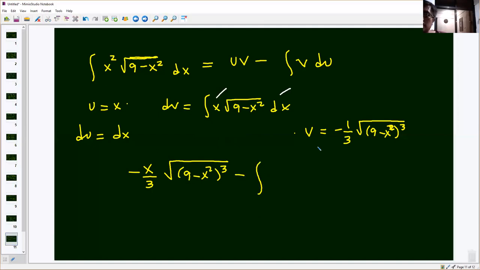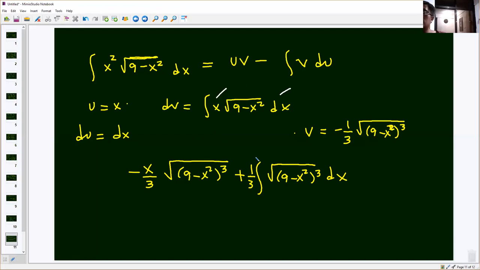Gawin ko na itong plus. 1/3 outside. V du would be this: square root of 9 minus x squared cube, and then dx. Right? Follow guys?